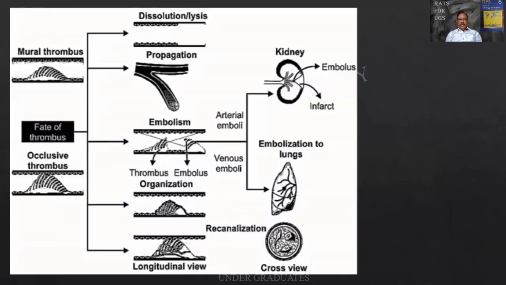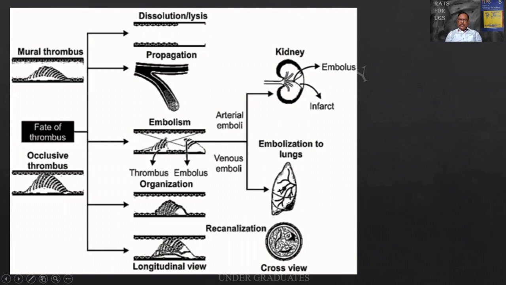This again is part of my tips book. Look at this. There is a mural thrombus over here. What happens in a thrombus? There can be a dissolution or complete lysis, or there can be a propagation leading to an embolism over here. And sometimes you find that there are emboli which can affect the smaller end arteries such as the renal artery, or it can go to the lungs, causing obstruction of a smaller artery.